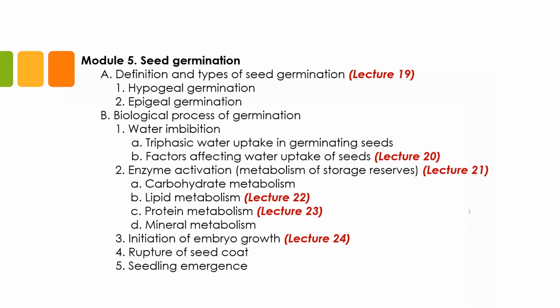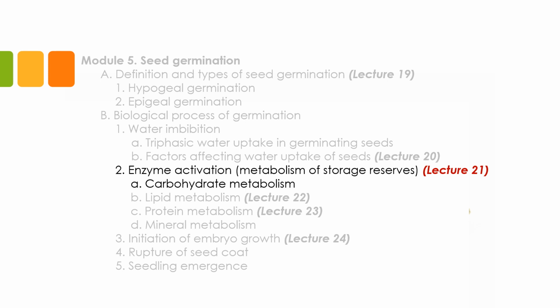Previously, we discussed water imbibition as the first key step in germination, as well as the different factors affecting the rate of imbibition in dry mature seeds. In this lecture, we will cover the second step in germination, which is enzyme activation. Specifically, we will look at how the different storage reserves in seeds are broken down to provide food for the growing embryo during germination, beginning with carbohydrate metabolism.